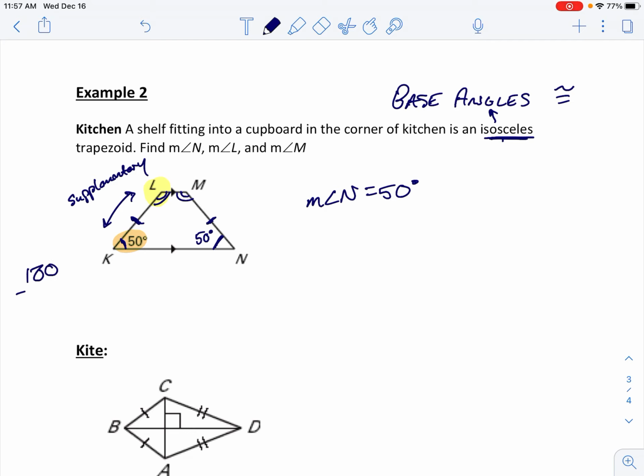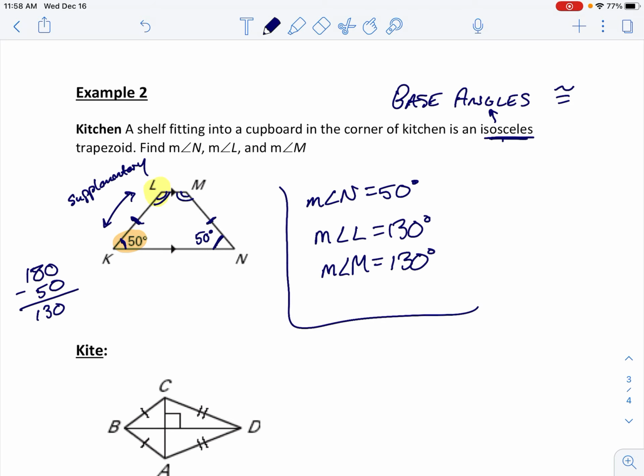So I'm going to take 180 and subtract what K is, which is 50, and I will get 130. So the measure of angle L has to be 130, because 130 and 50 equals 180. And then if L is 130, its base angle would have to be the same thing, because this is an isosceles trapezoid. So there are our angle measurements for those four for our kitchen cupboard.